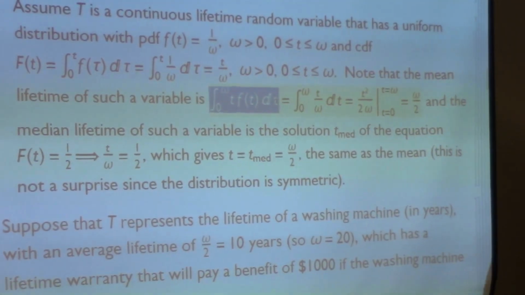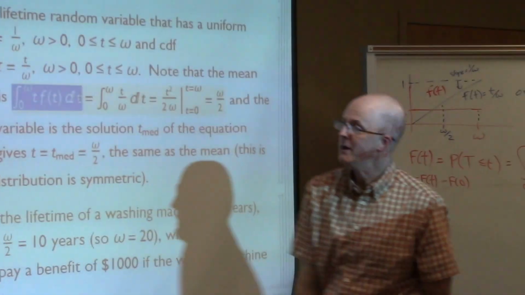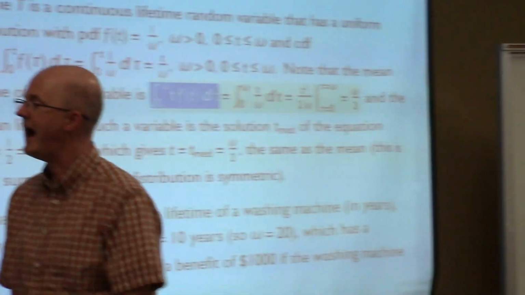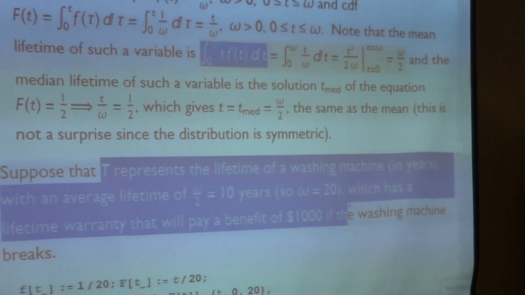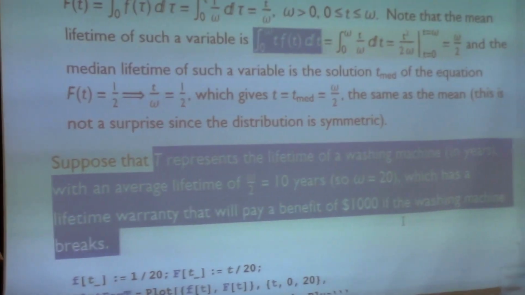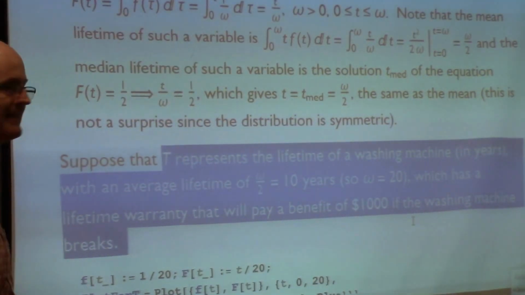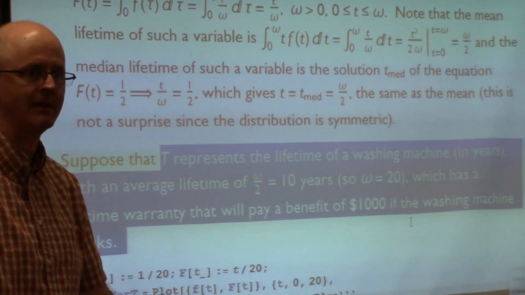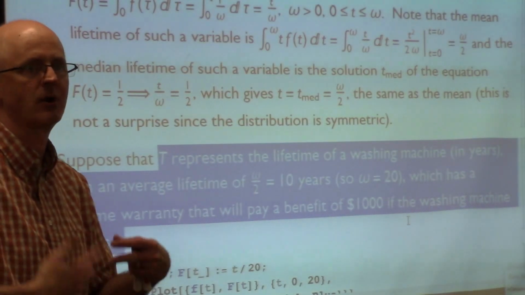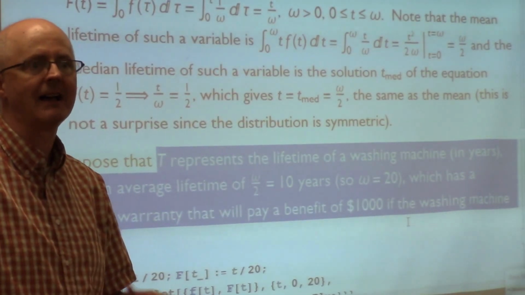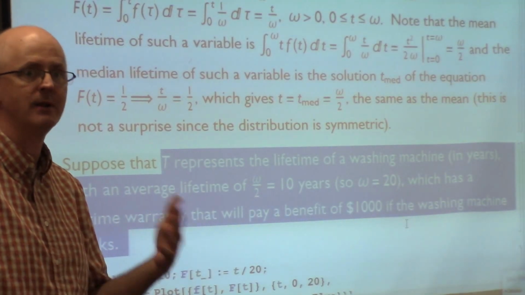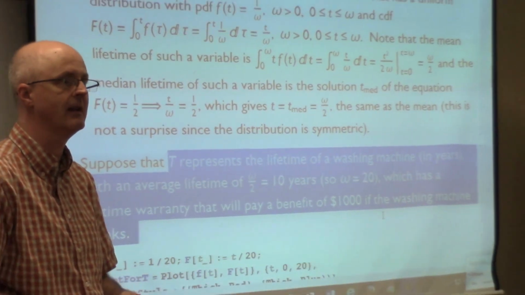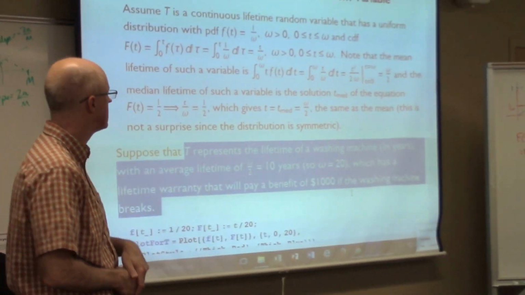So that's not surprising. What's new here today is we're going to combine this lifetime for a washing machine, with a maximum lifetime of 20 years, with a warranty. Now we're getting into actuarial stuff, an insurance kind of thing. You're sort of insuring against your washing machine breaking by buying a warranty. Or maybe when you get the washing machine, you get a warranty, and that's part of the price of the washing machine.